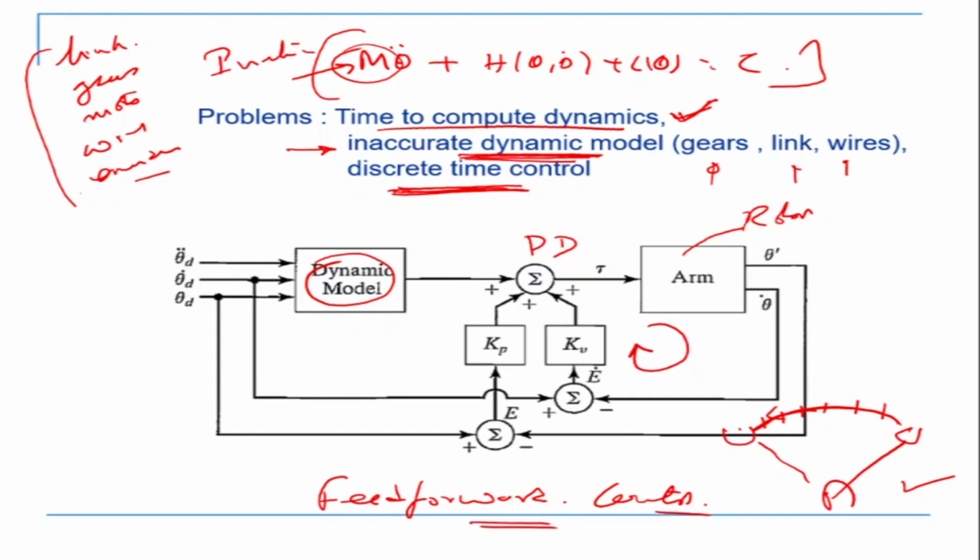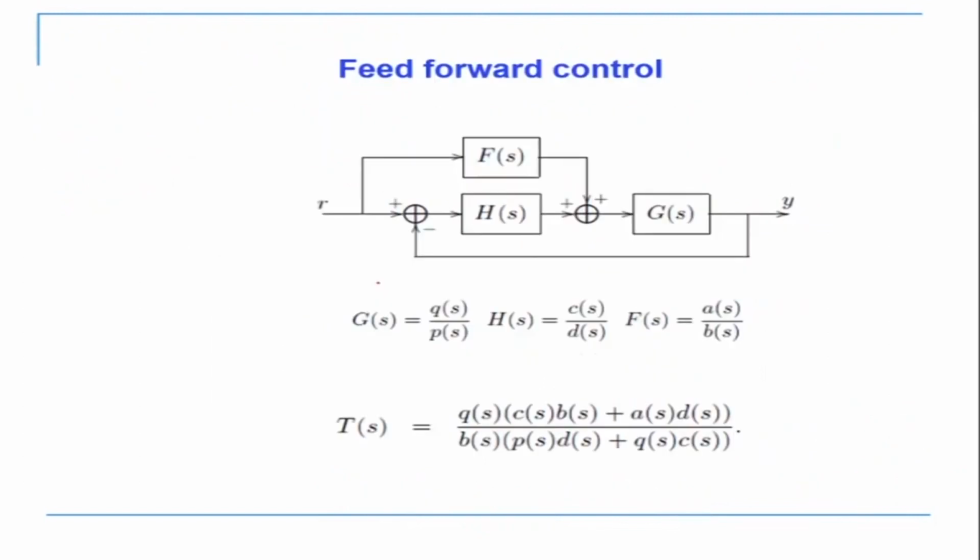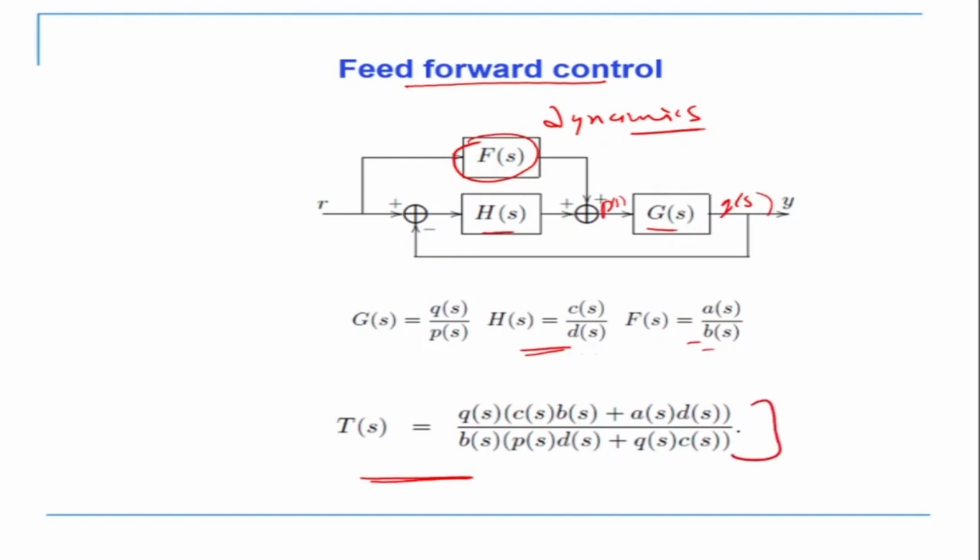As the name indicates, we are giving a feed-forward of the dynamics. So this is my control equation in feed-forward control. This is the dynamics which I'm computing, and this is coming as a feed-forward term. This is my HS and GS as before. So if I take the transfer function, this is my total transfer function. These are assuming that GS is equal to QS by PS. This is PS, this is QS. Similarly, I'm making this assumption, and then this is my transfer function.